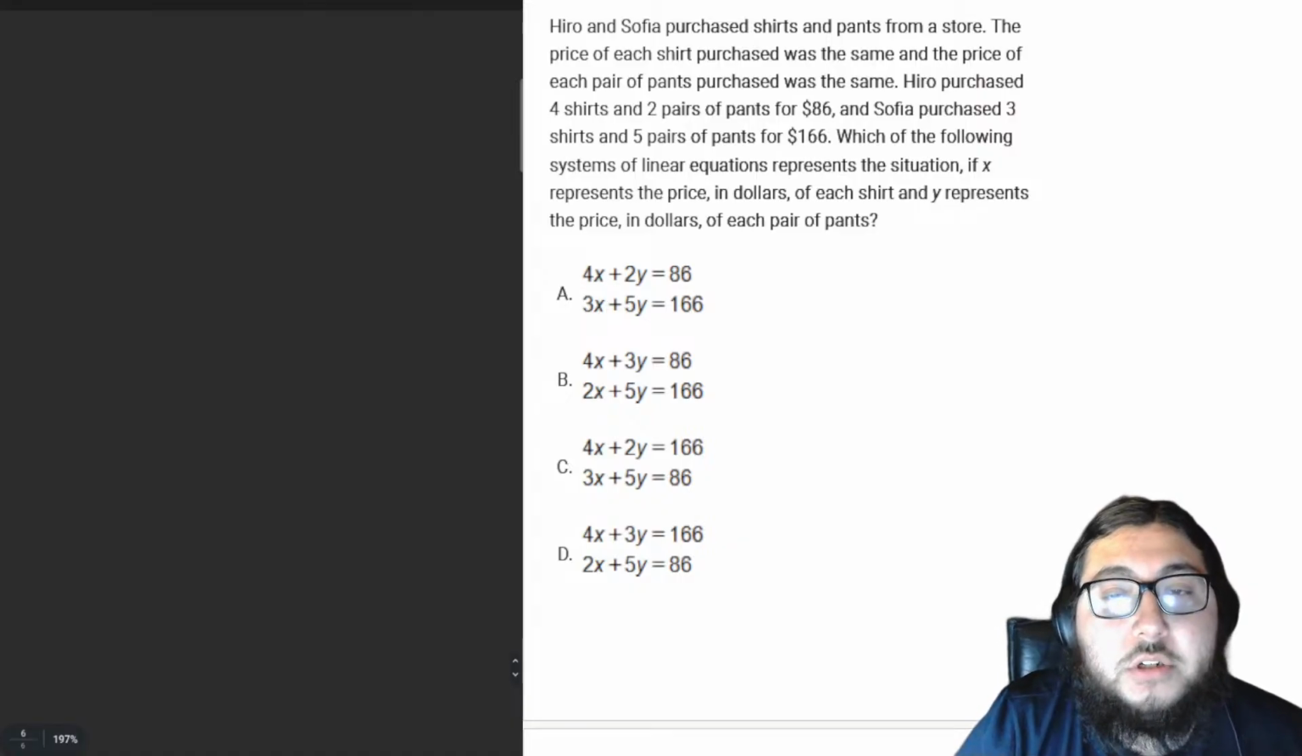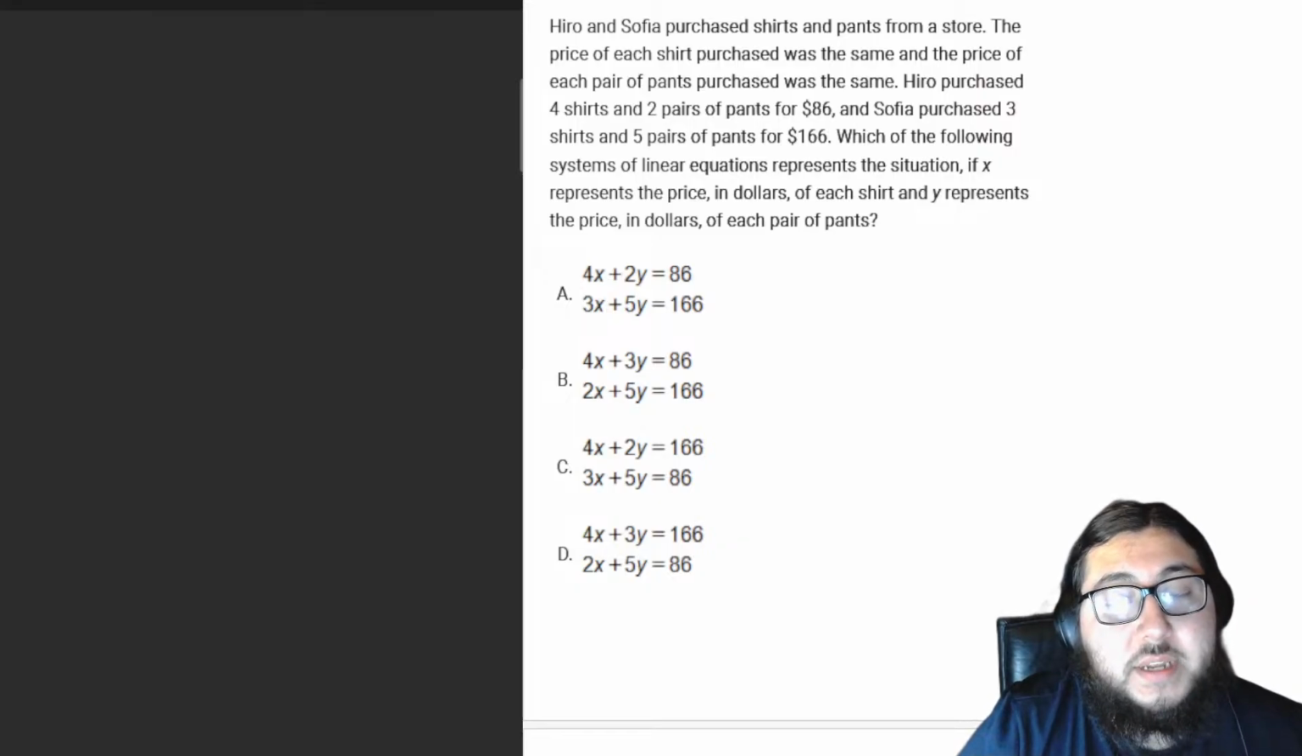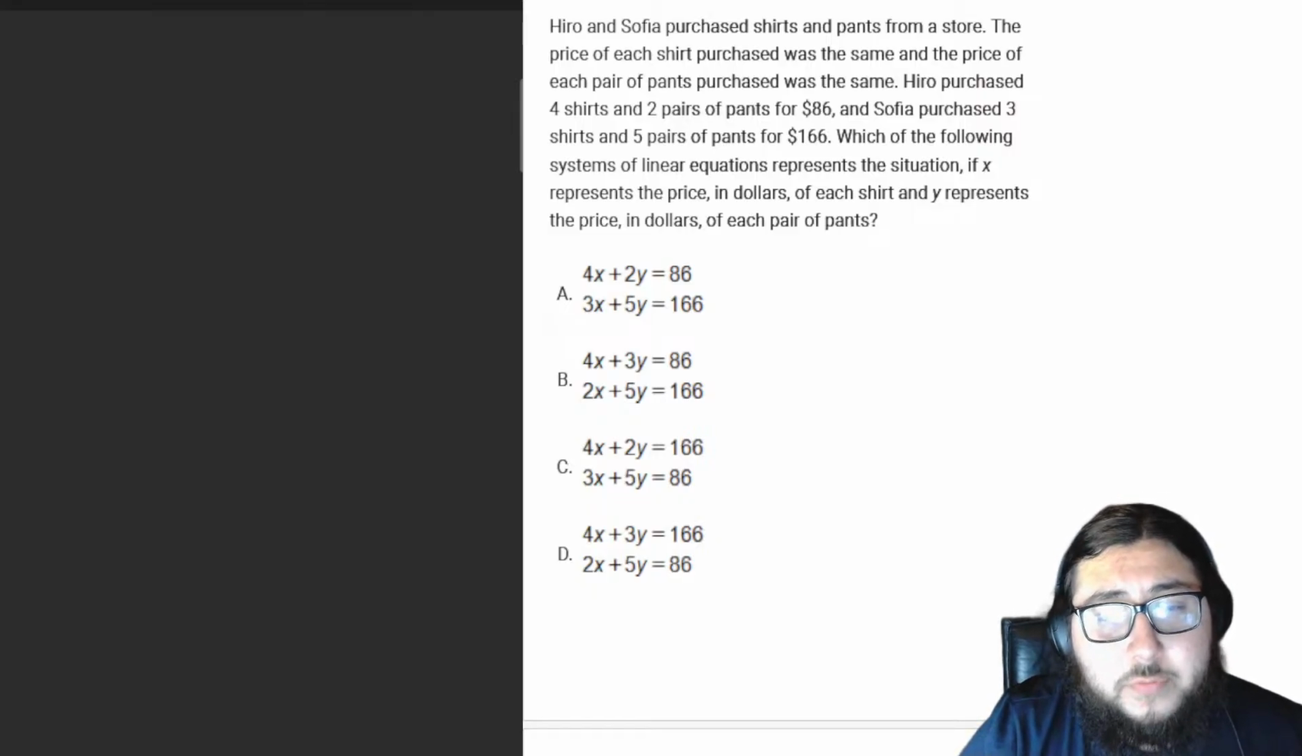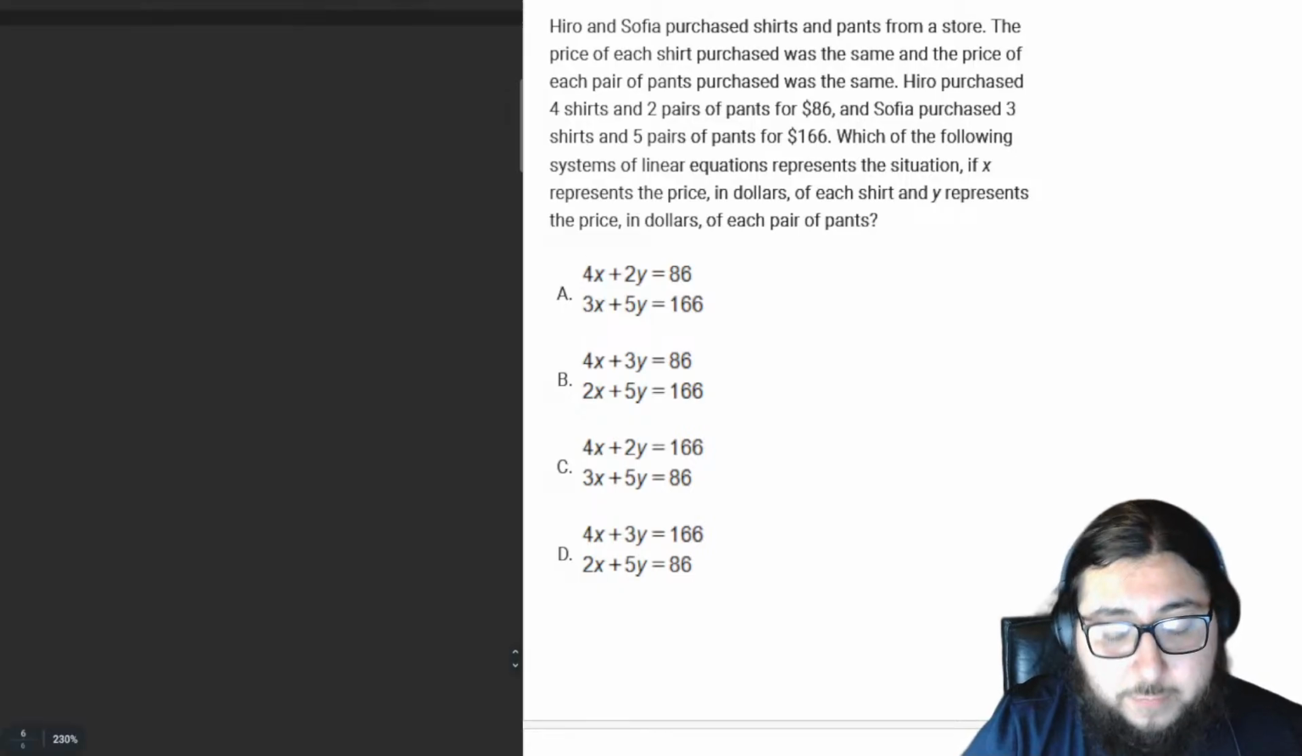Hiro and Sophia purchased shirts and pants from a store. The price of each shirt purchased was the same, and the price of each pair of pants purchased was the same. Hiro purchased 4 shirts and 2 pairs of pants for $86, and Sophia purchased 3 shirts and 5 pairs of pants for $166. Which of the following systems of linear equations represents the situation if x represents the price in dollars of each shirt and y represents the price in dollars of each pair of pants?